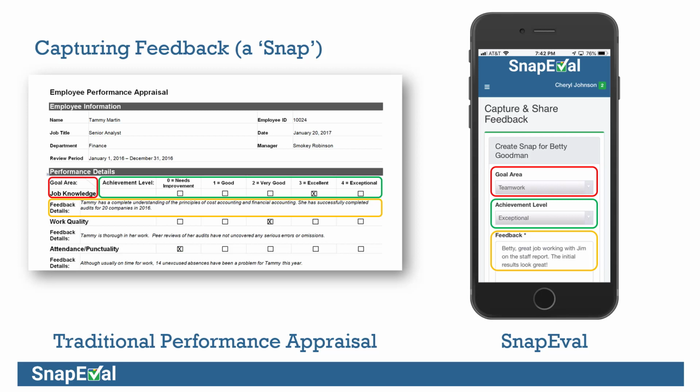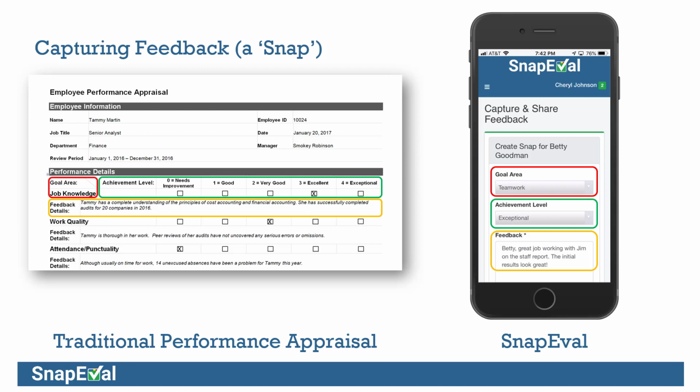Now, on the right-hand side, we have a snapshot here of the SnapEval Mobile App. And what you'll see is, rather than filling out 7 or 8 or 10 different goal areas, we're just going to select one goal area, provide some level of achievement for the feedback we're about to give, and some feedback details, which is a qualitative text note that gives information to the recipient, in this case Betty Goodman, about her performance in the area of teamwork.